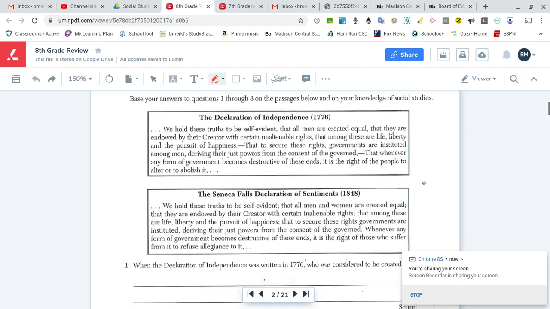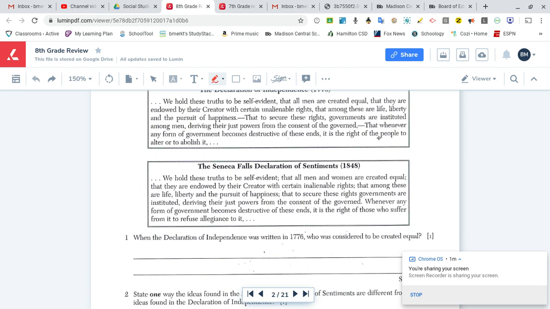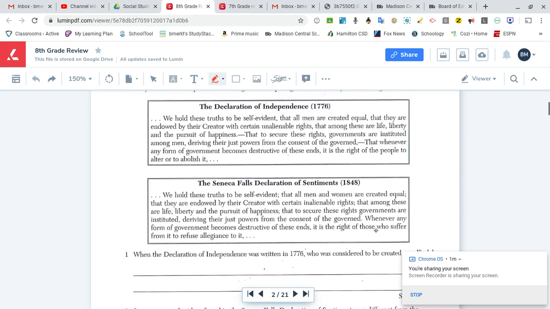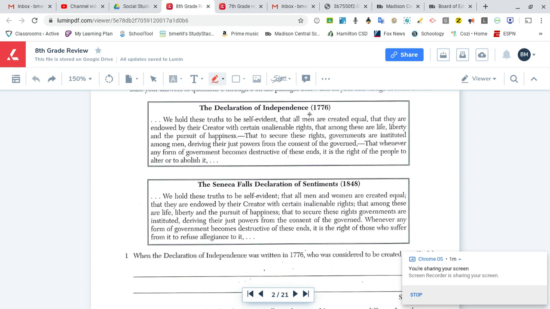We'll talk about the questions that follow, but the Declaration of Independence, obviously, when it was written back in 1776, stated that we hold these truths to be self-evident, that all men are created equal. Obviously, what is missing there in your first question is women. It just says all men. So when we answer the question, when the Declaration of Independence was written in 1776, who was considered to be created equal? And that answer is right here. All men are created equal.